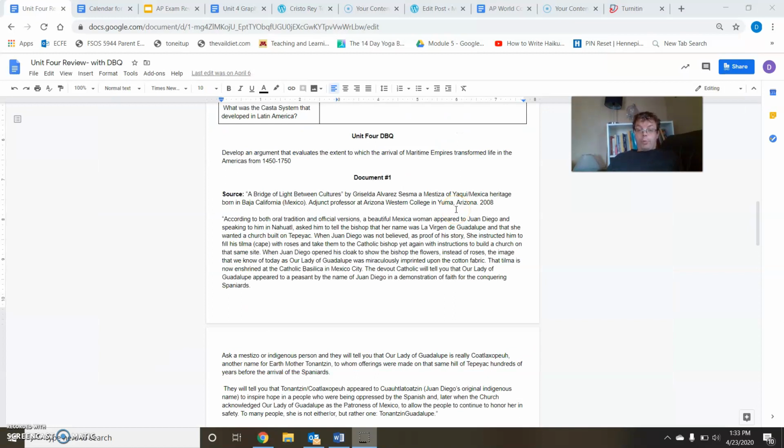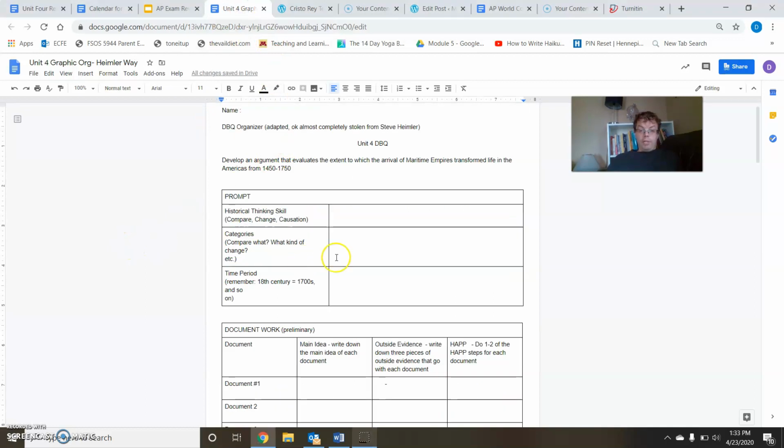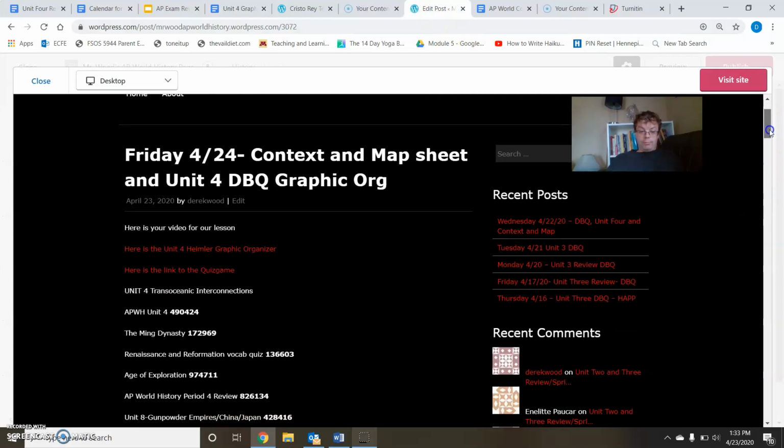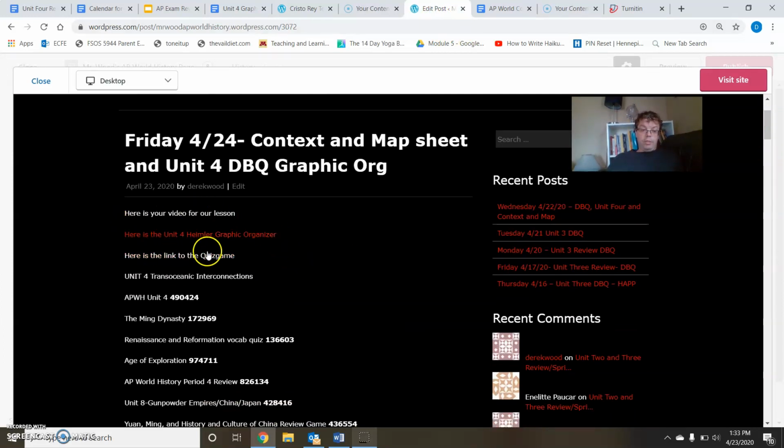Let's start with the prompt. Develop an argument that evaluates the extent to which the arrival of maritime empires transformed life in the Americas from 1450 to 1750. All right, so I got the handy dandy graphic organizer here. I open it up. This is the Unit 4 Heimler graphic organizer, which is attached on your website. And I put it right here. All right, so I'm on there.